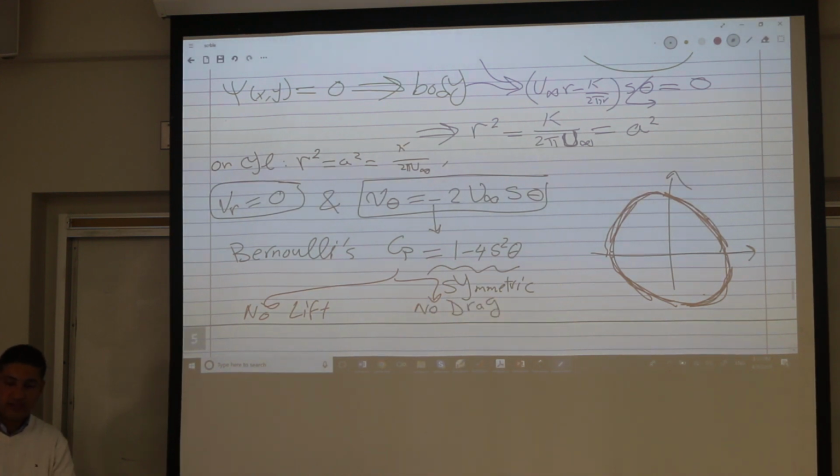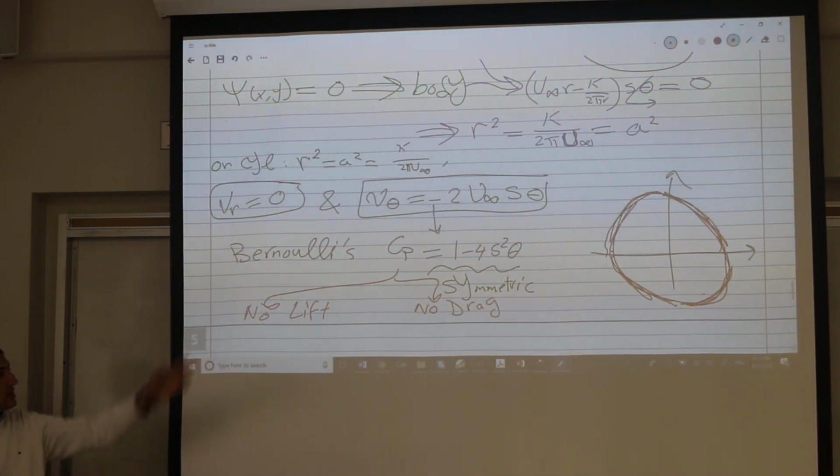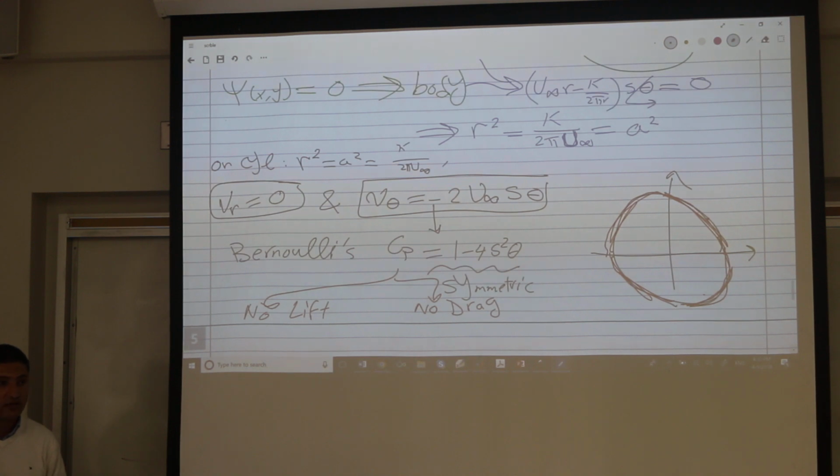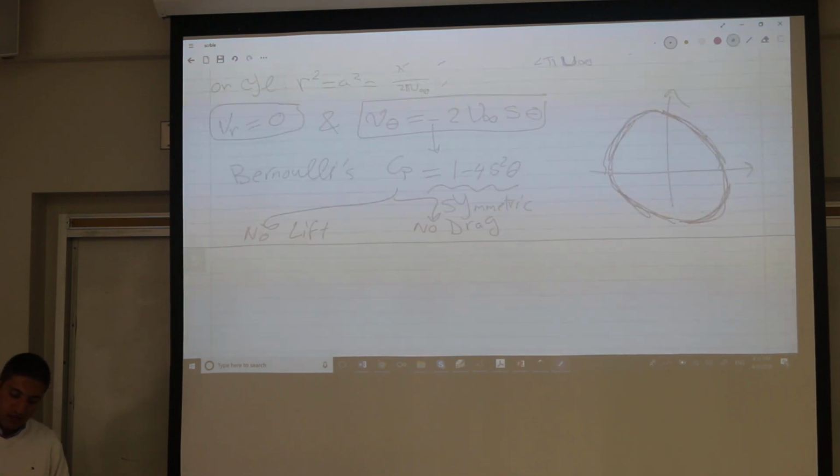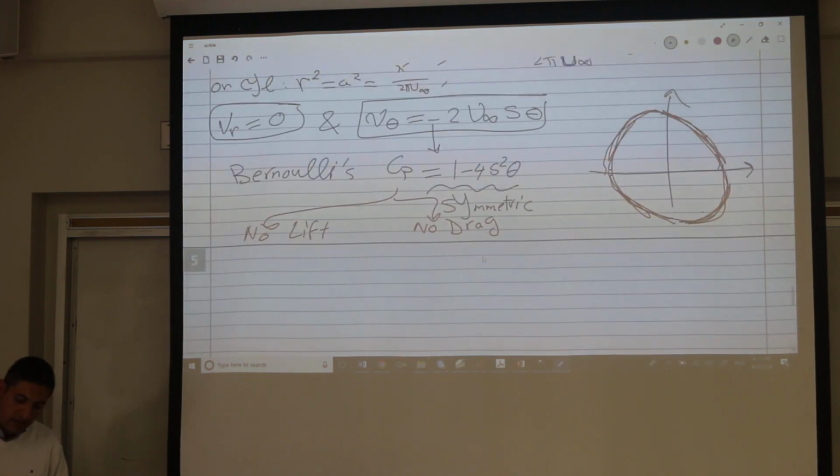I don't need to do it by mathematics. It's very clear from the distribution here. But you should be able to do it. The no drag result is what we call the d'Alembert paradox. You should get drag anyway, right? There is friction.